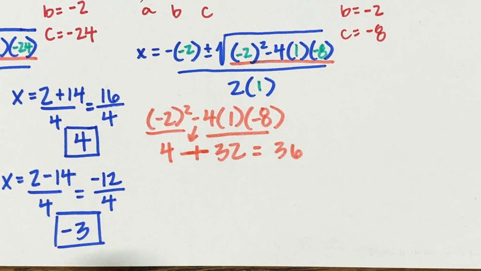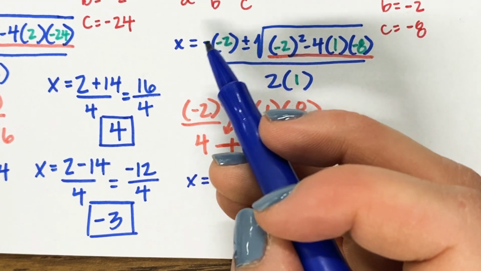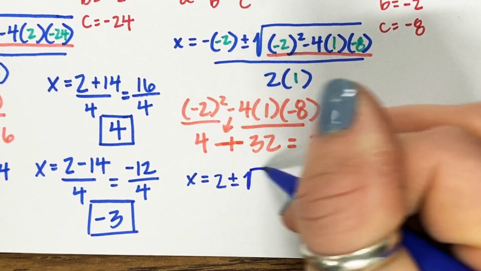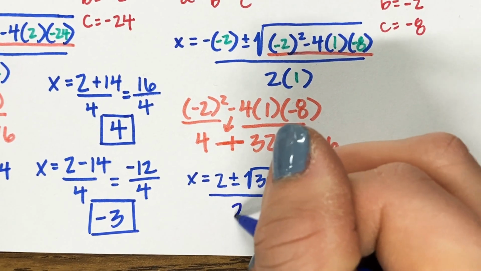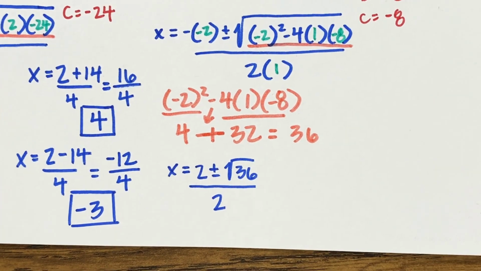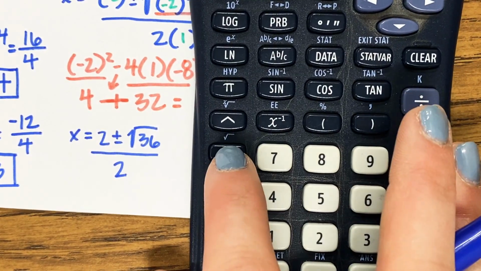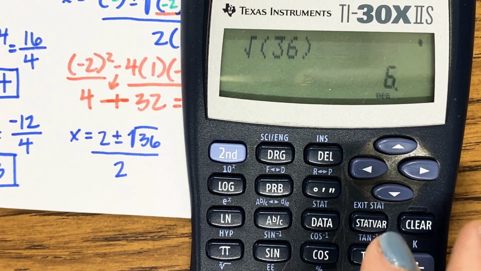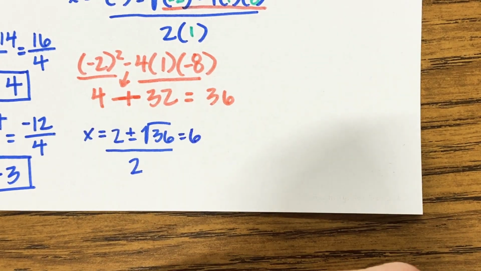So let's rewrite our formula. We have x is equal to, double negative here, so that's going to change into a positive 2, plus or minus the square root of 36, all over 2 times 1, which is just 2. Well, what is the square root of 36? If you don't know, check your calculator. Click second, come down here to this button, x squared, because that's that little square root. I type in 36, and that gives me 6.